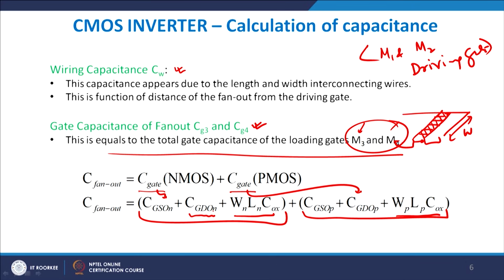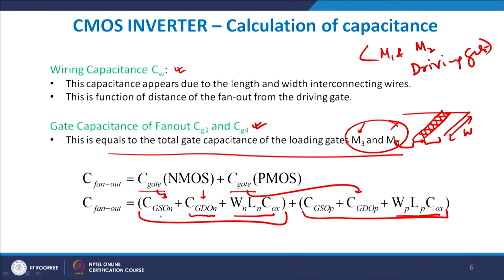CGDO means overlap capacitance, gate to drain. Remember, we were assuming that there is no lateral diffusion, so they will be self aligned and therefore, there will be no overlap. But if there is an overlap, you will have a CGDON and you will have a CGSON also available with you, gate to source.